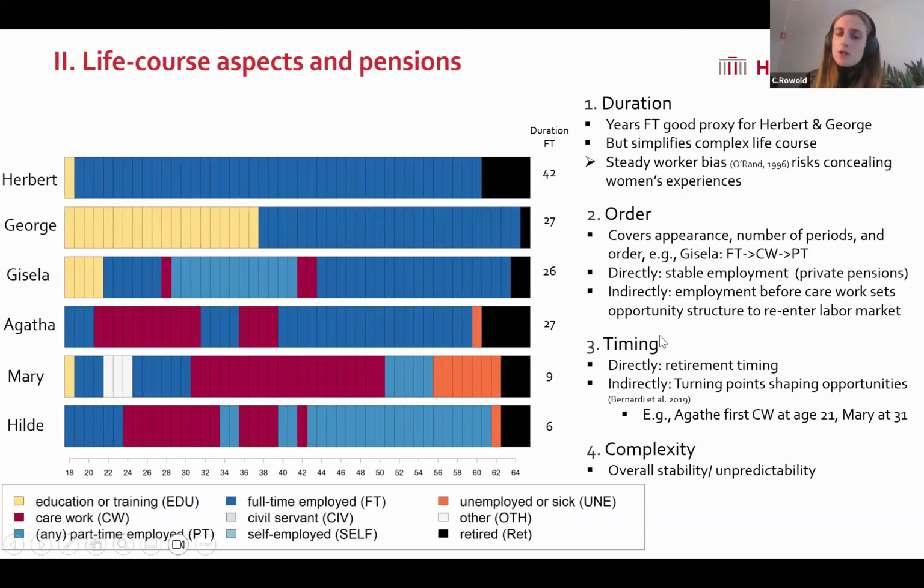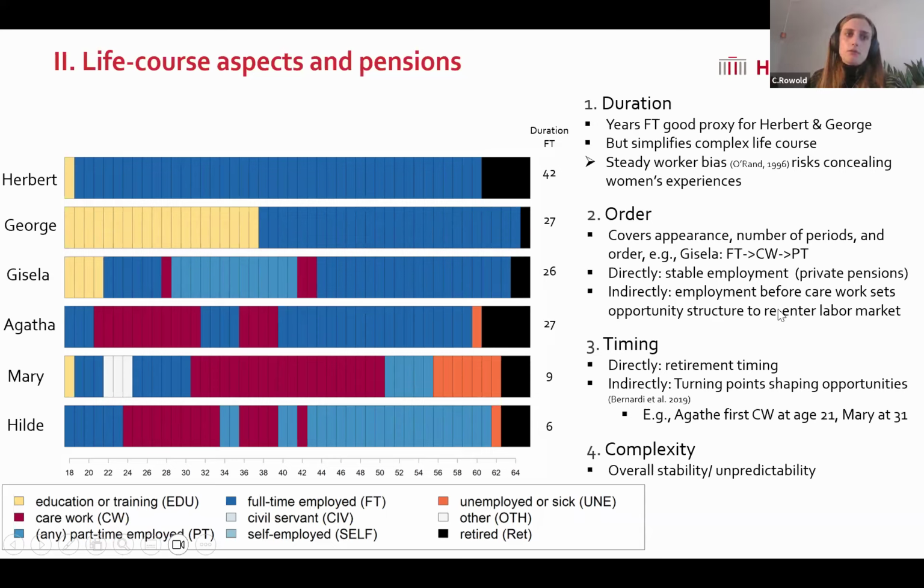Okay, and now really the last one. It's basically a measure of overall complexity of life courses that measures stability by combining the number of transitions individuals experience, but also the overall uncertainty based on a statistical entropy.